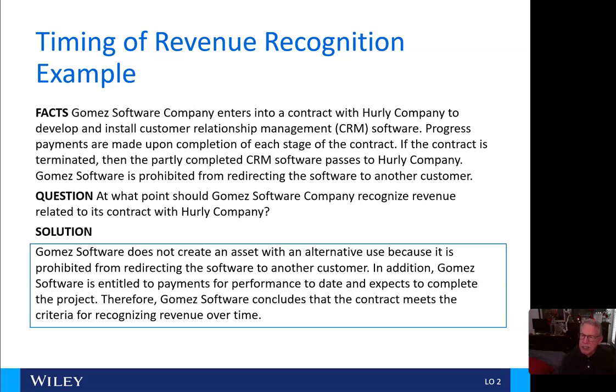And the solution is that Gomez Software does not create an asset with alternative use because it is prohibited from redirecting the software to another customer. In addition, Gomez Software is entitled to payments for performance to date and expects to complete the project. Therefore, Gomez Software concludes that the contract meets the criteria for recognizing revenue over time.